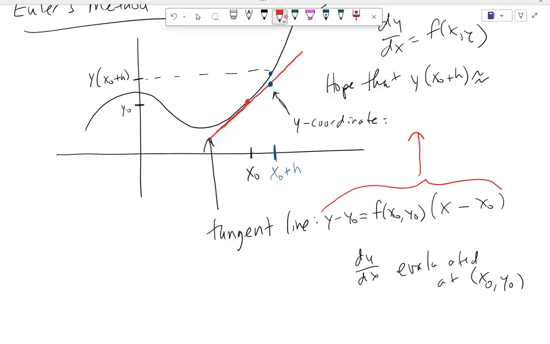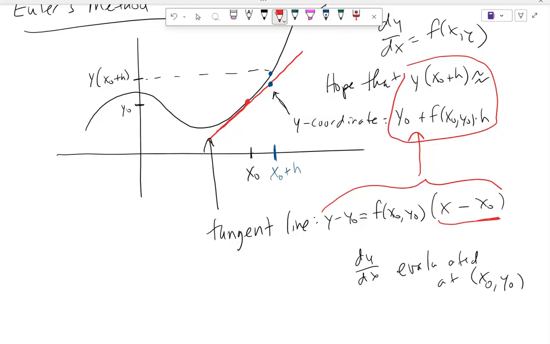So what do you get when you put in x naught plus h? Just h, right? So the y coordinate up here will be y naught plus f of x naught, y naught times h. And so these two pieces should be approximately close to each other. Okay. All right. So we've moved one step.